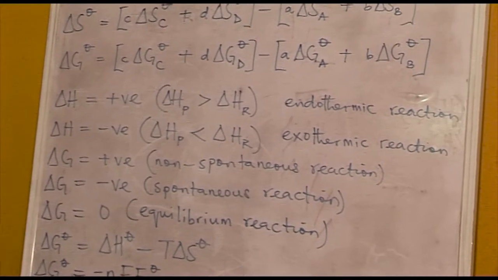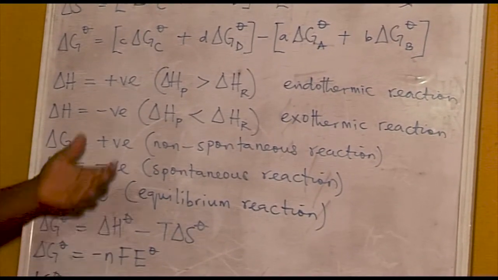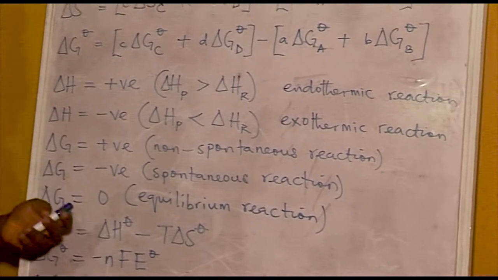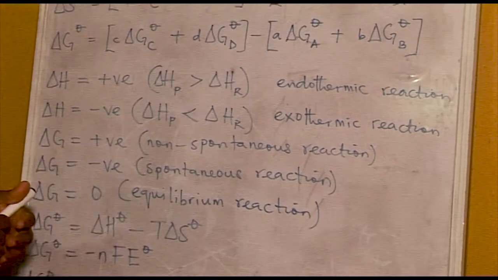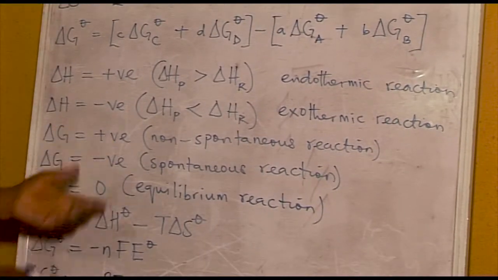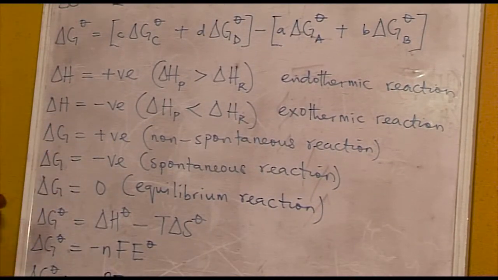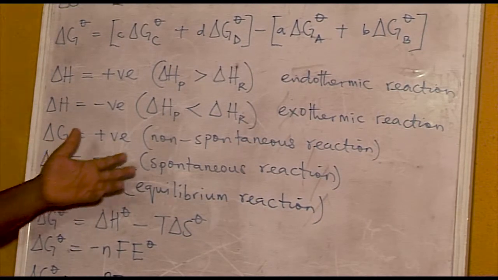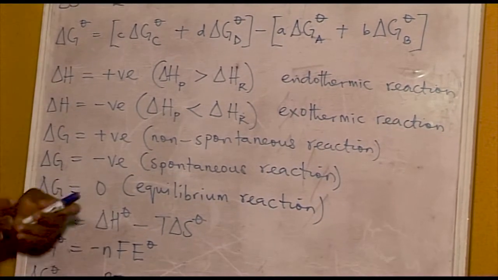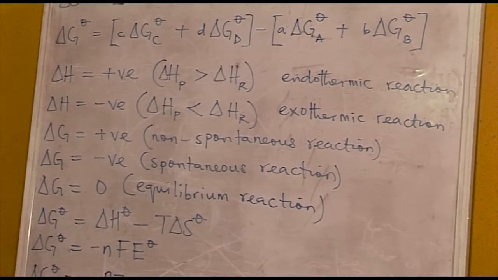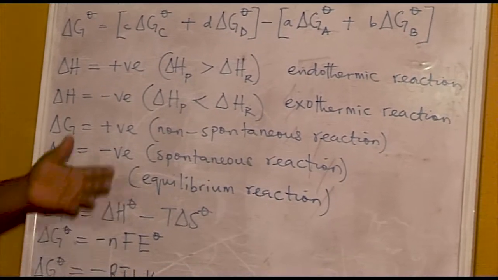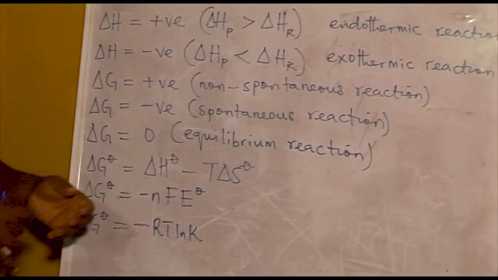So Gibbs free energy also could be positive. If it is positive, we call it a non-spontaneous reaction. That is a reaction that cannot occur on its own, that needs to be driven before it reacts. If the Gibbs free energy is negative, we call it a spontaneous reaction. These are the reactions that can occur on their own. They don't need anything before they occur. Then the G could be 0. In this case, we call it an equilibrium reaction.